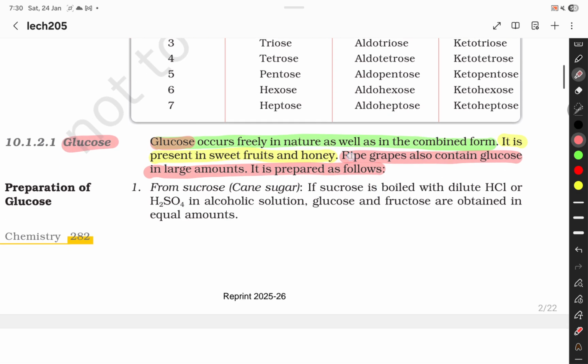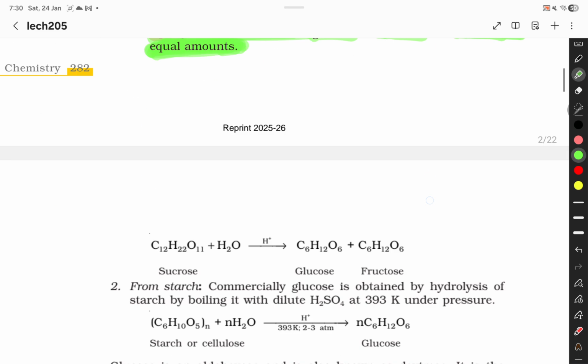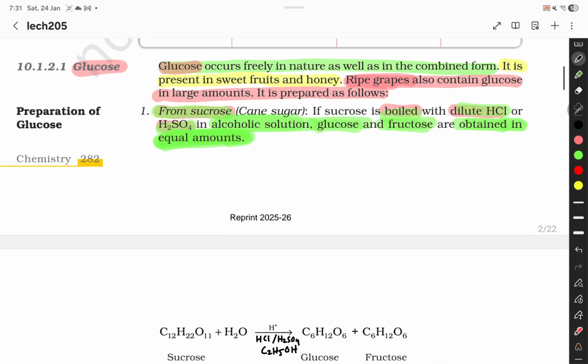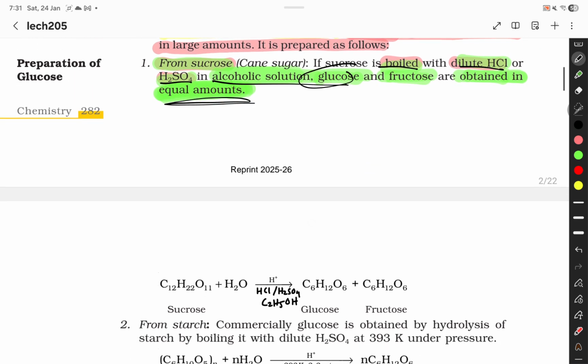It is also present in ripe grapes. Preparation of glucose is from sucrose. If you boil sucrose with dilute HCl or H2SO4 in alcoholic solution, glucose and fructose are obtained in equal amounts. Keyword: equal amounts. Just remember equal amounts.